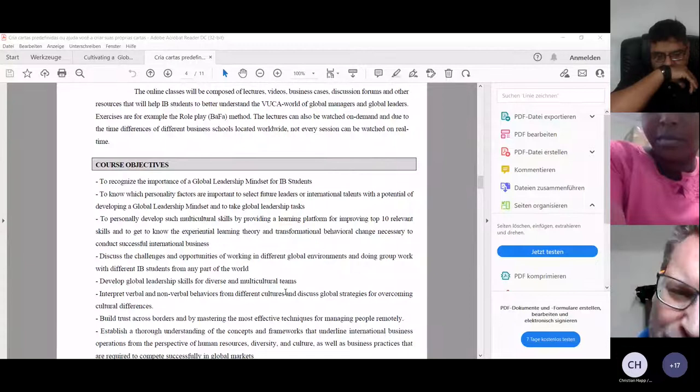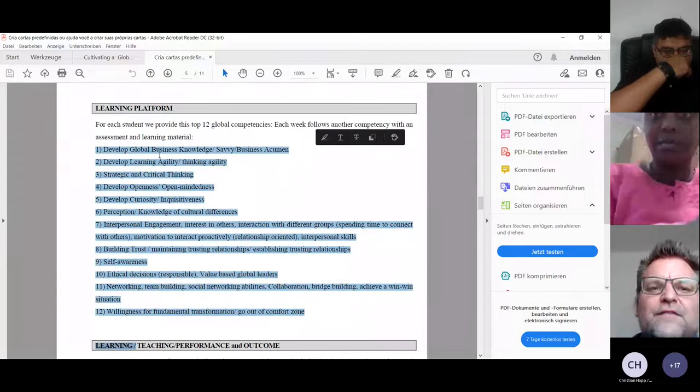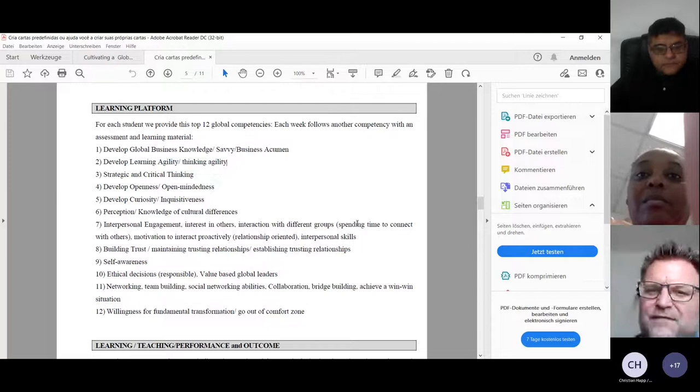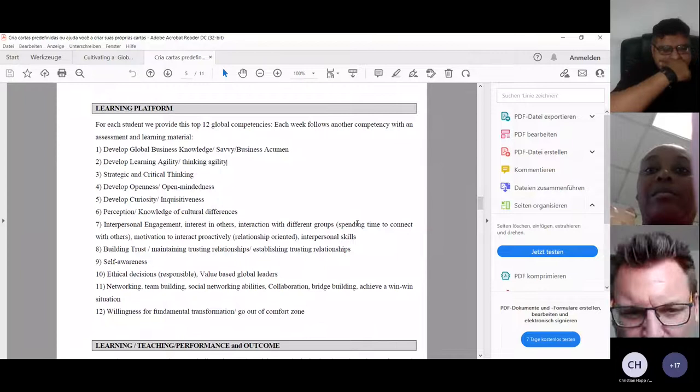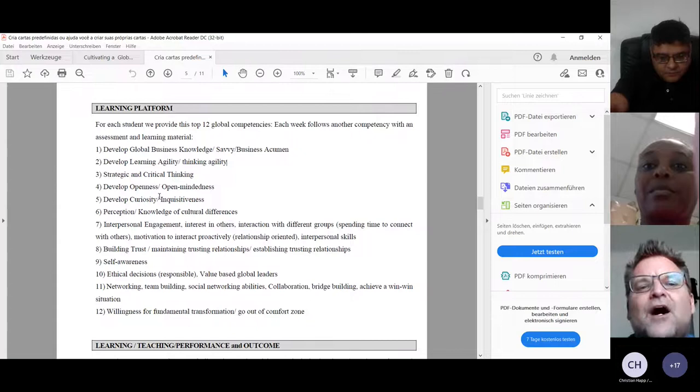And what we did is that we checked some of the most relevant skills, the skills which are relevant for global business knowledge, first of all, because you're studying international business. What about learning agility? Most of you know it is a lifelong learning process, not only for the last generation, but also for your generation. What about strategic and critical thinking, which you need in your future job as an international manager or global manager? Openness and curiosity is very relevant in an international job.